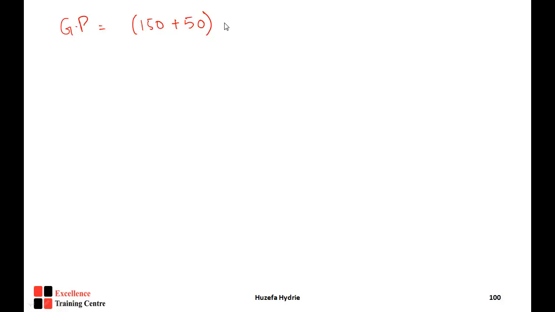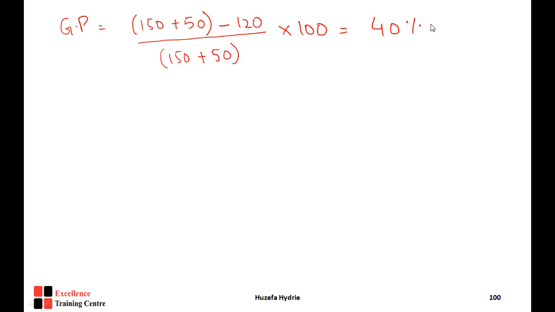Minus what? 120, because that is cost of sales, divided by 150 plus 50, multiplied by 100. So that is 40%. Okay. Now the next is the same data, but you have to find out operating profit margin, or the other word you can say, net profit margin.